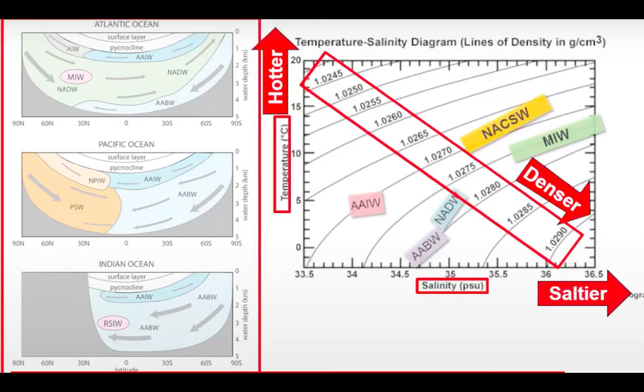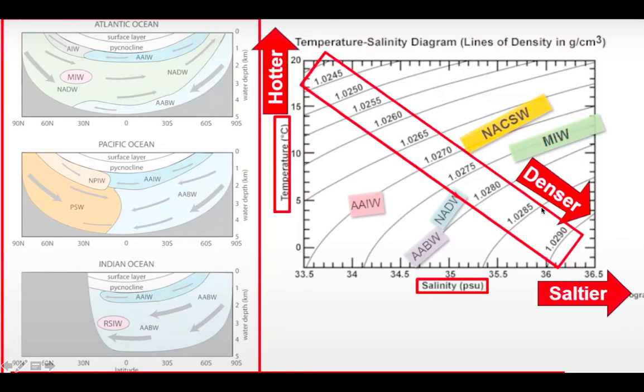Now let's compare each and every water mass. Okay, so this is your temperature. As you move up, the y-axis is the temperature axis, so temperature will increase. And this is your salinity axis. As you move from left to right, salinity will increase. Salinity is in PSU, practical salinity unit, and temperature is in degrees Celsius. And these lines are density lines. Here we know that density is a function of temperature and salinity. So these lines are different densities.